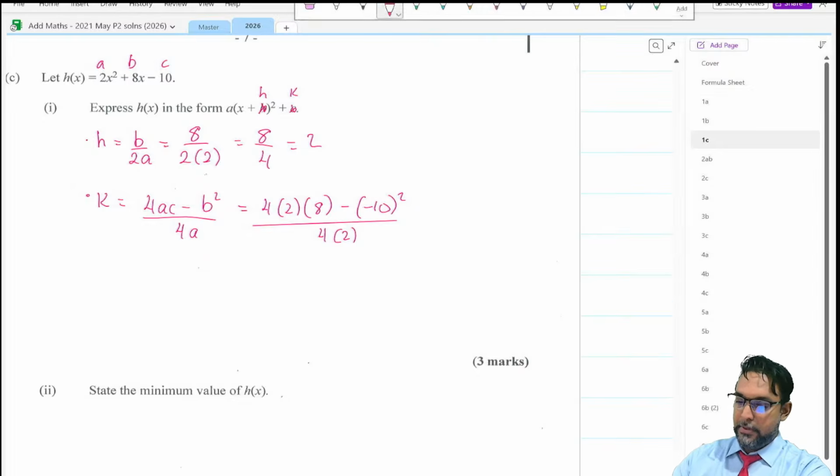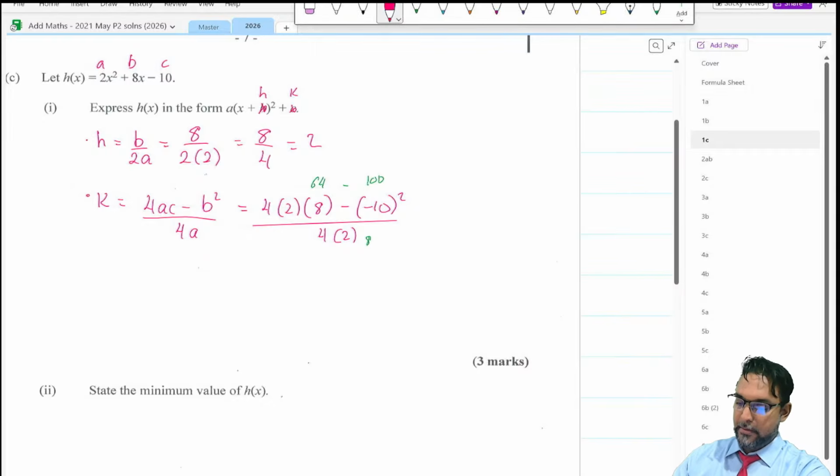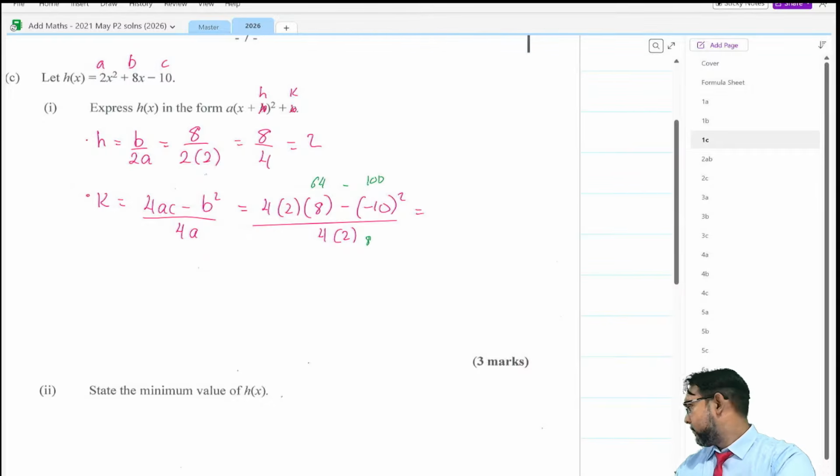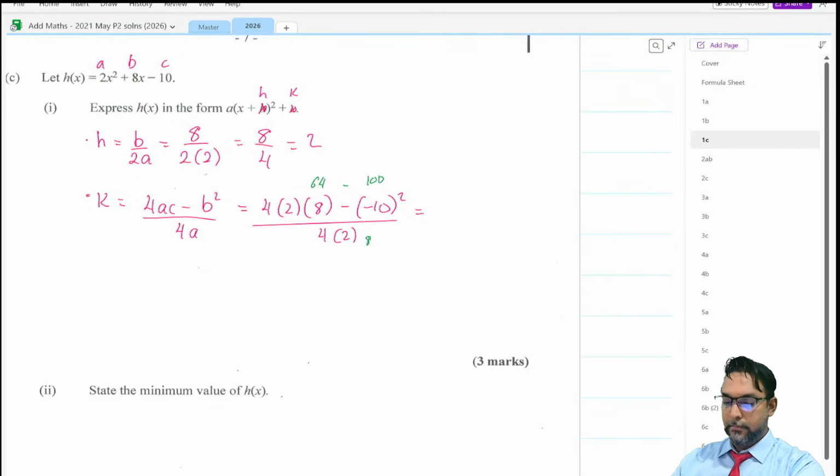4 by 2 is 8. 8 by 8 is 64. Minus 100 all over 8. Yeah, Arun, no problem. Happy to help. Is c not minus 10? I don't know whatever it is. Where's the... I'm laughing, but anyway.